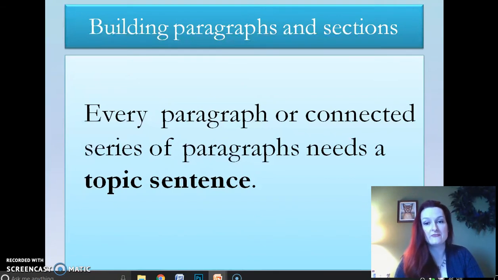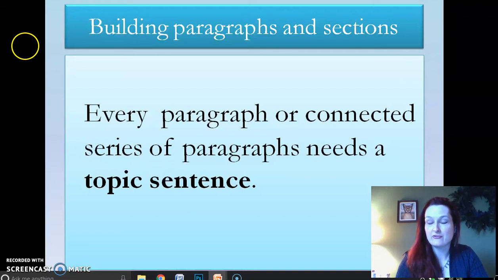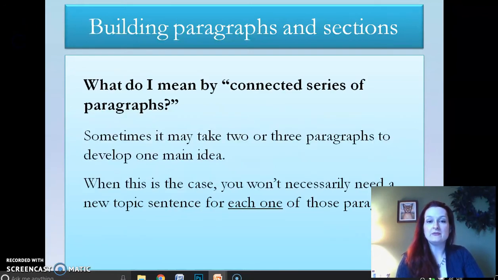Now, every paragraph or connected series of paragraphs needs a topic sentence. Every paragraph. And what do I mean when I say connected series of paragraphs? Well, sometimes it may take you 2 or 3 paragraphs to develop one main idea.